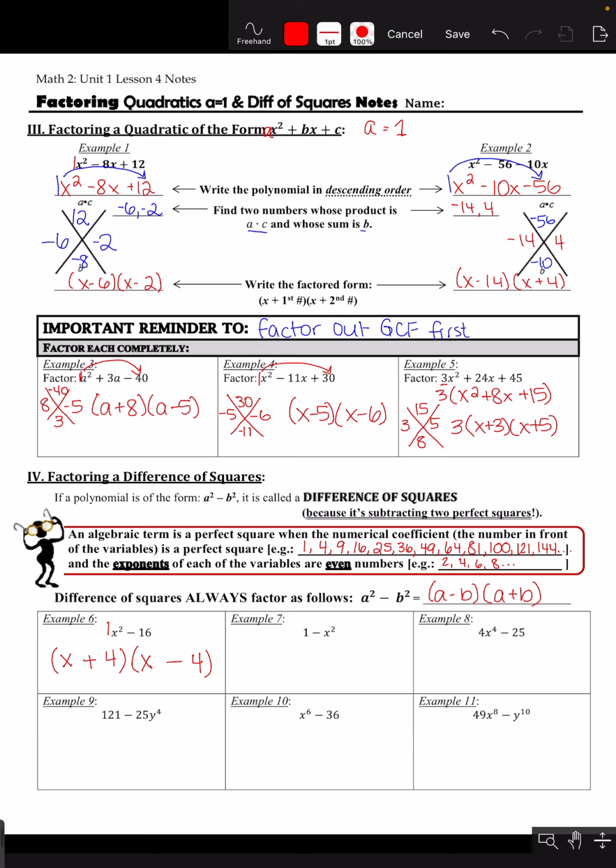So if we look at example 7, we've got 1 minus x squared, and again, there's a 1, so we've got some perfect squares, coefficients.